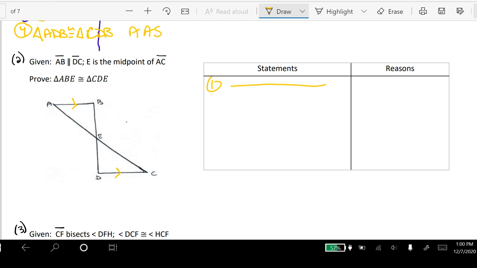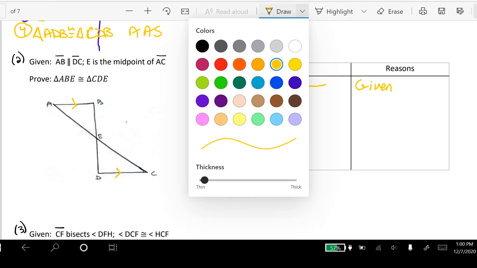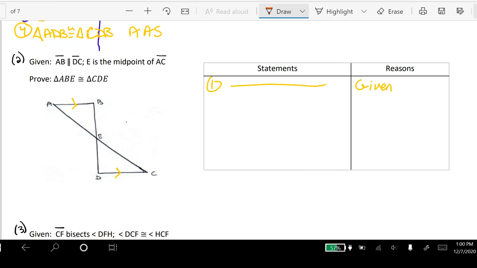So first of all, you're going to write our given. In addition to writing our given, you want to make sure you mark it on the picture. And it says that E is the midpoint of AC. So here's E. It's the midpoint of AC. So I'm going to use the midpoint first. Because E is the midpoint of AC, I know that AE is congruent to CE. The reason is definition of a midpoint.